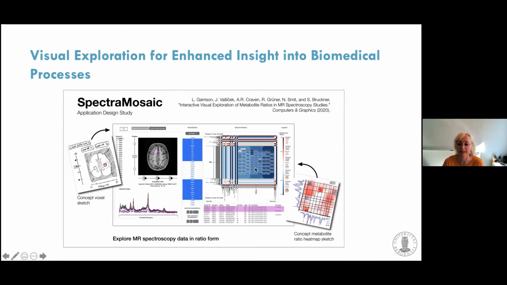The first research area that I will briefly introduce is an application design study for magnetic resonance spectroscopy imaging data, or MRS data for short, because that's a mouthful. This is a specific acquisition method that visualizes metabolites, and these are biochemicals in the body that help sustain life. We saw some of these in Drew's talk.